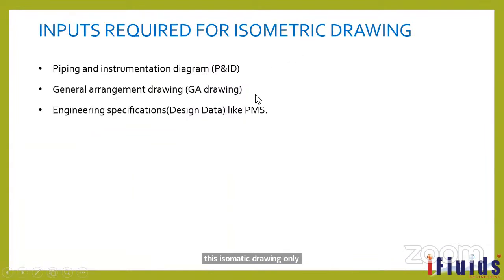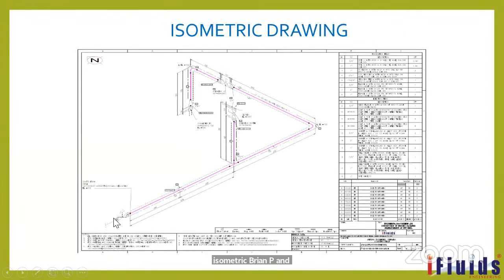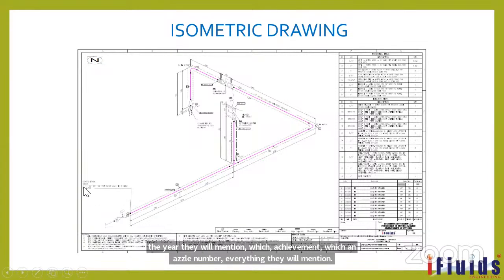So what are all the inputs required for the isometric drawing? P&ID is required. If you see this isometric, it shows some valves and some nozzles. Here they will mention which equipment and which nozzle number. Let's say, for example, it is connected to the pump suction, so they will mention here, let's say, P1001 N1 nozzle.